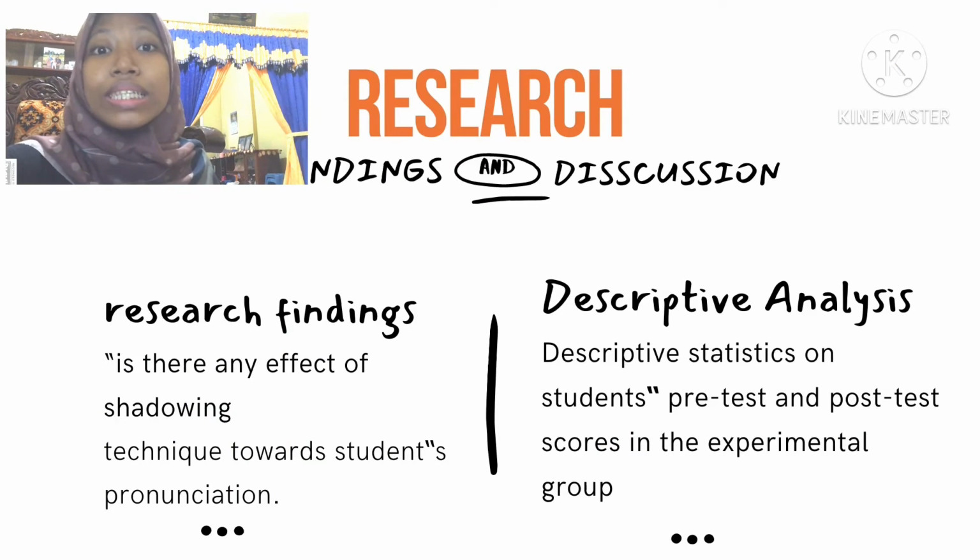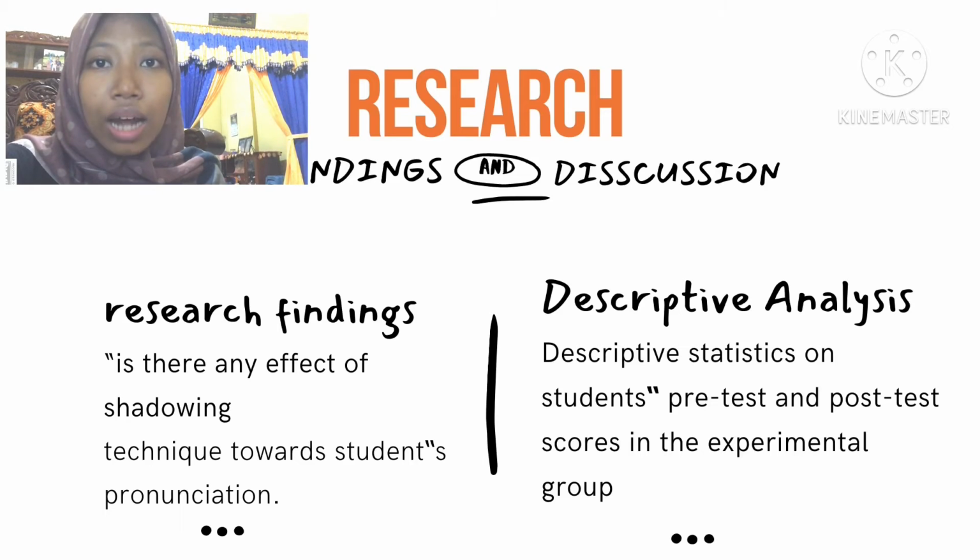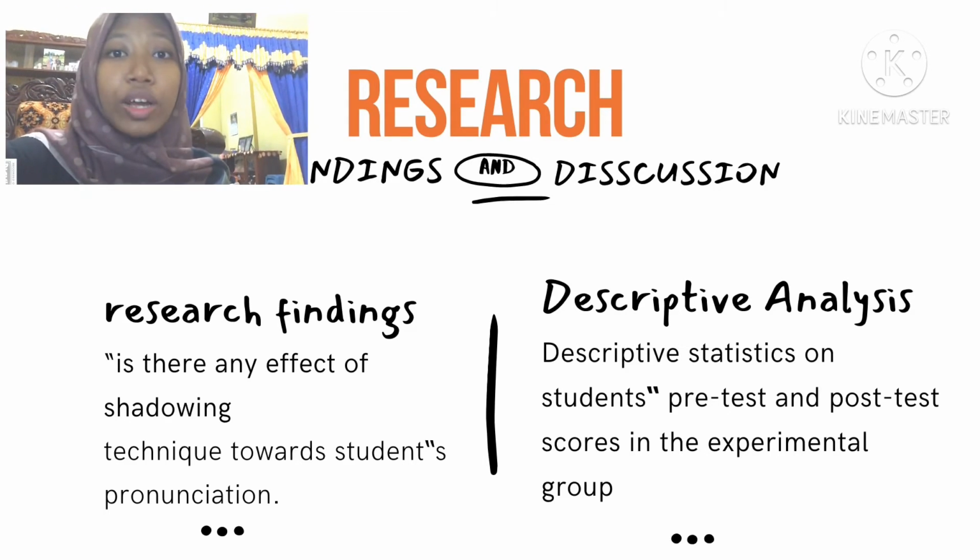Okay, so this slide is focused on research findings and discussion. There are 2 parts. The first one is research findings and the second one is descriptive analysis. So in here, researchers elaborate on the result of the research finding. This study was aimed at finding out the research problem. Is there any effect of shadowing techniques towards students' pronunciation?